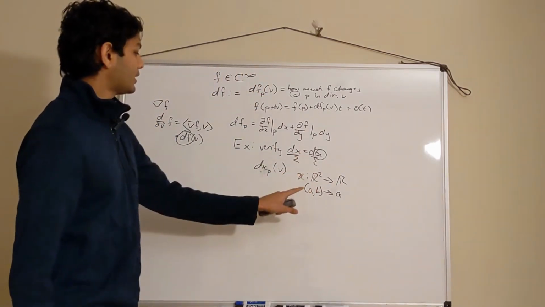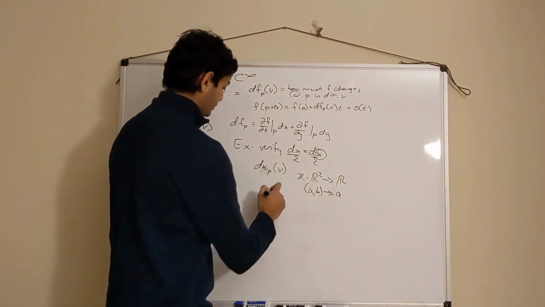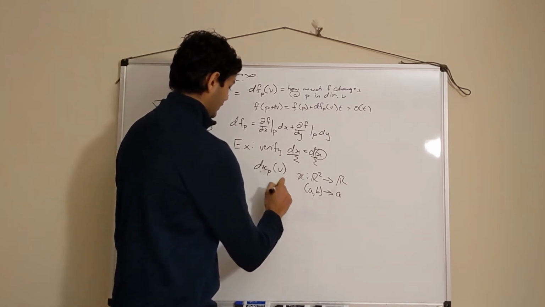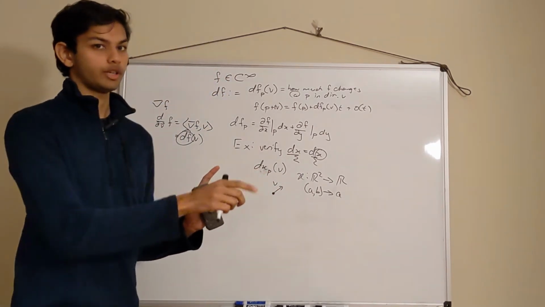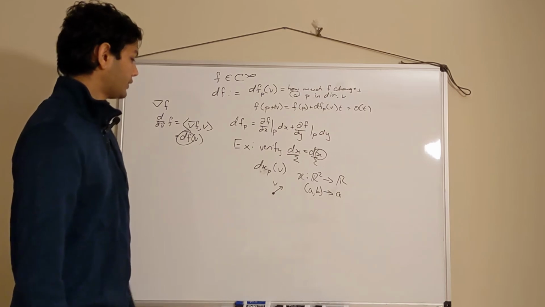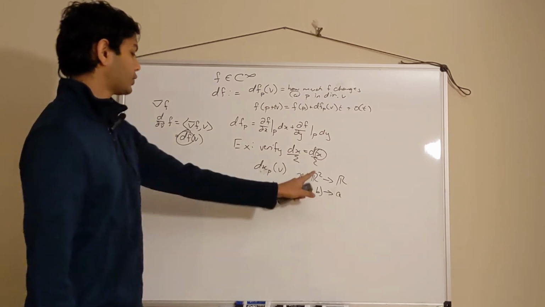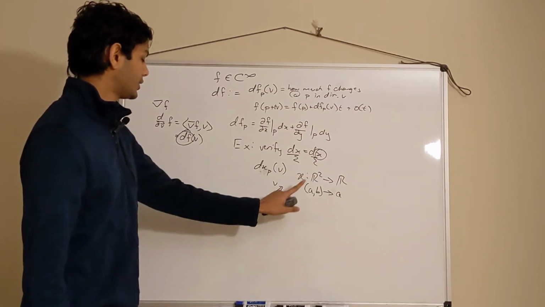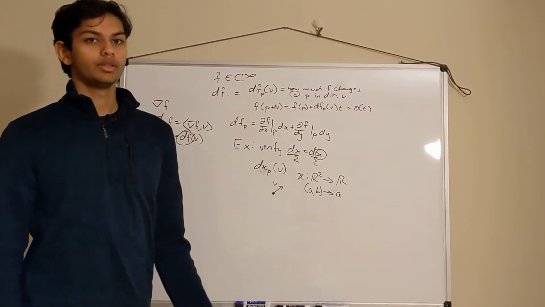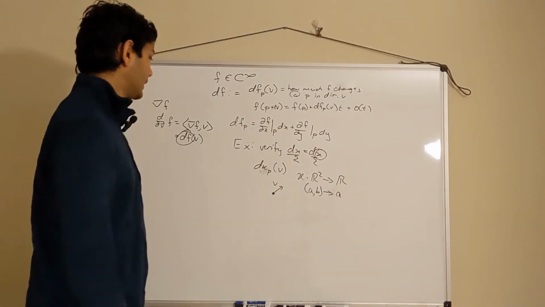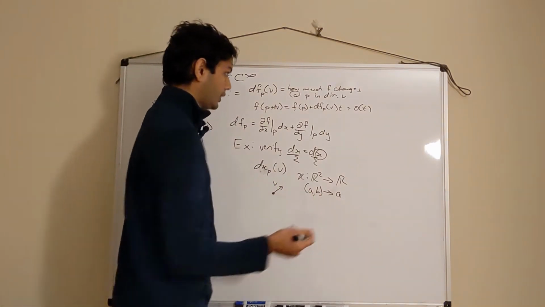And so this dx is saying, if you move at the point P in some direction v, then how much does the x coordinate change? And so convince yourself that how much the x coordinate changes as you move along in some direction v is just equal to the horizontal component of v. And similarly, do the same thing for dy.